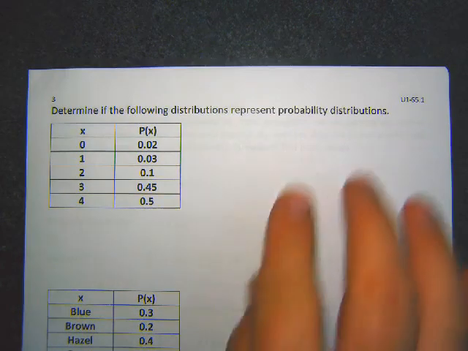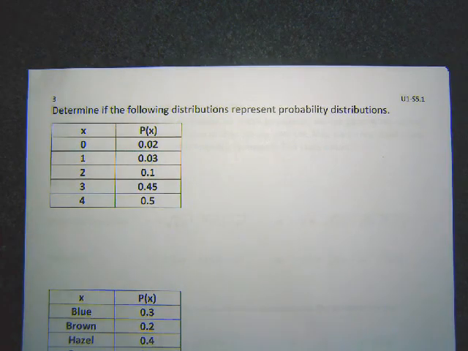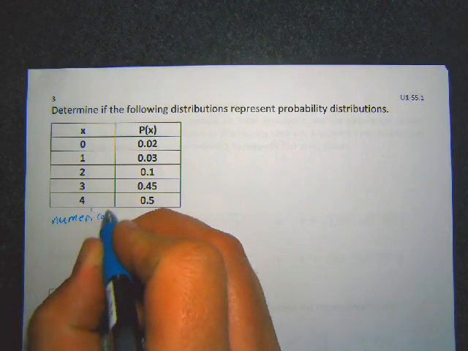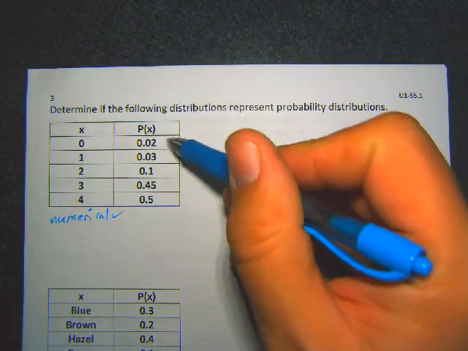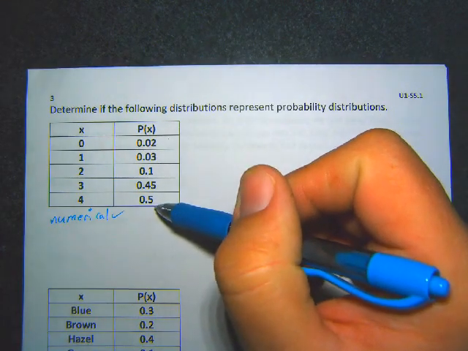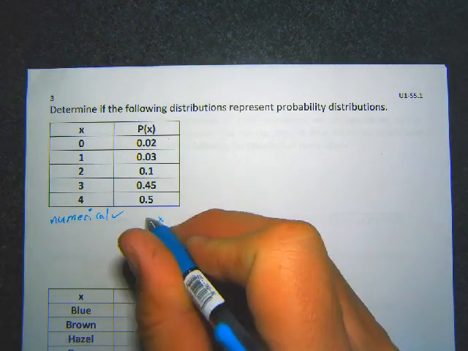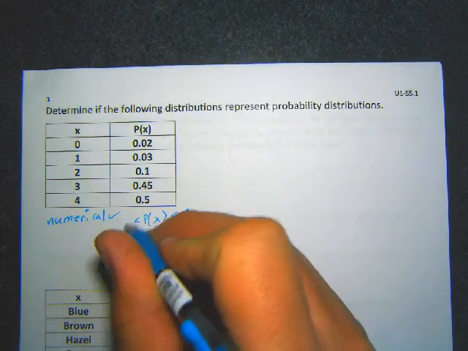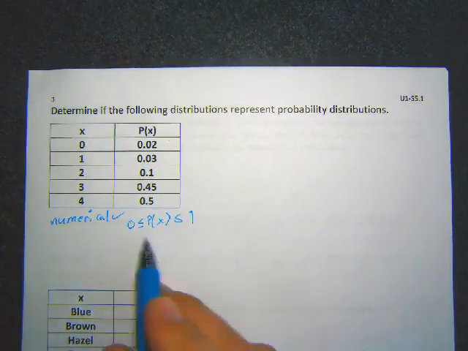First thing we look for with probability distributions: are we using numerical or categorical data? Well, first off, these are numbers. This is numerical, so we're good to go. We're not looking at categorical data, so that checks off. Next thing, all these values should be between 0 and 1. So the probability of each x is between 0 and 1, and it could be equal to. It's okay for one to be equal to 0 or equal to 1. So that checks out.